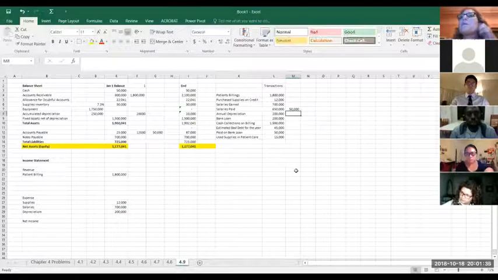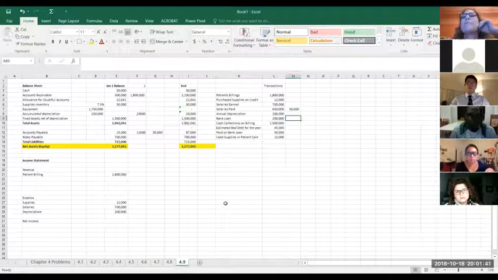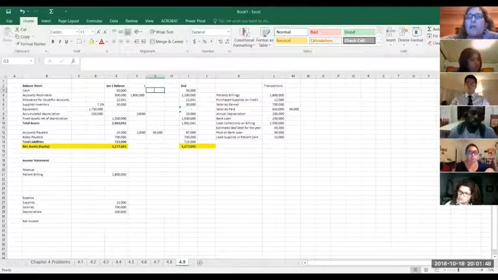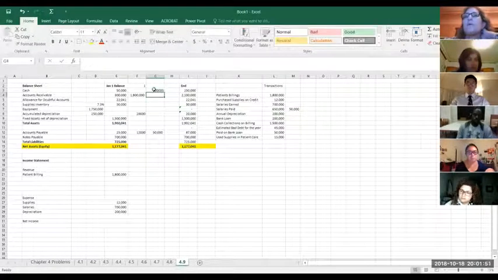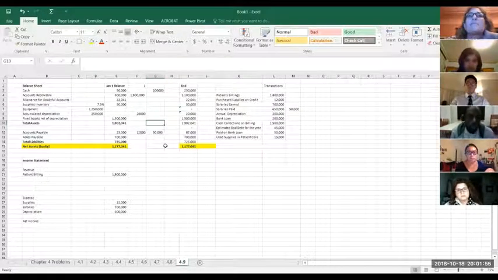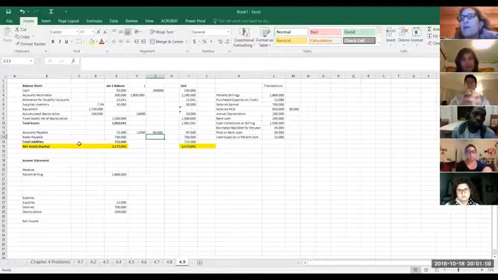Okay, so then let's go on to bank loan. Let's talk about bank loan. So what happens with the bank loan? What would be the entries there? Cash. Yep, we get 200,000 in cash, right? And then what's the other side to that? Notes payable. Before we pay them, what do we have to record it as?